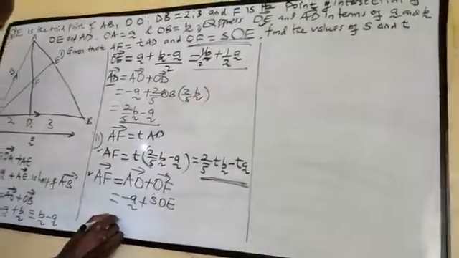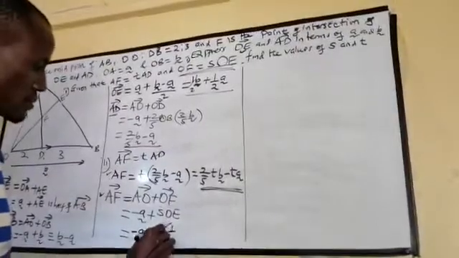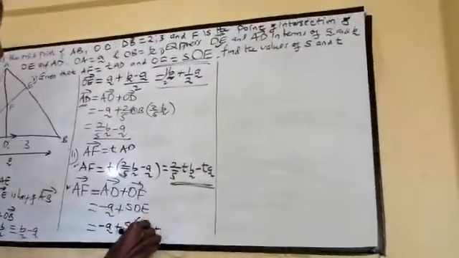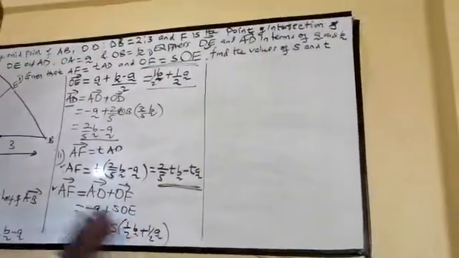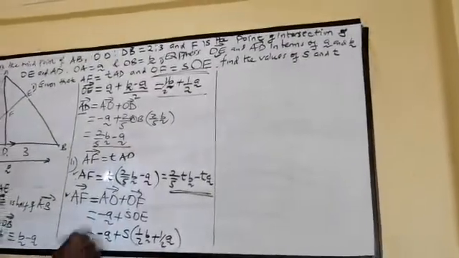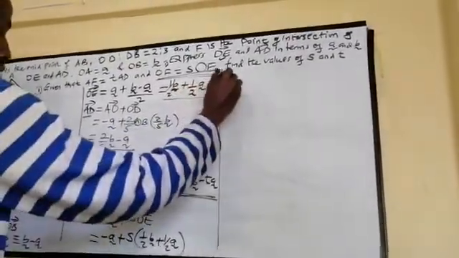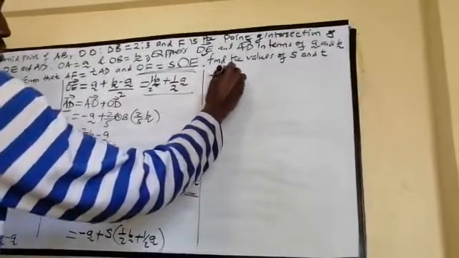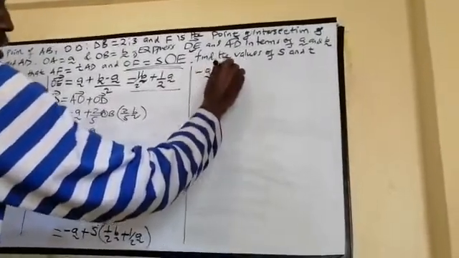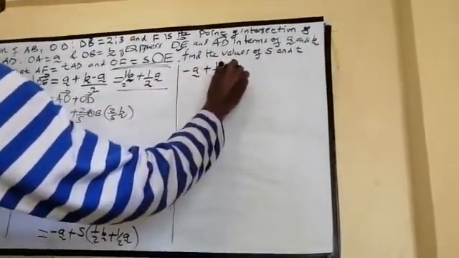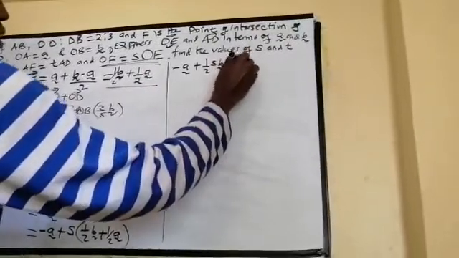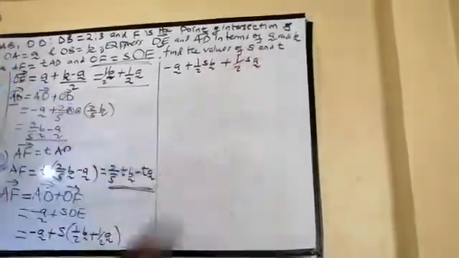So this one is negative A plus OE. OE is already there. Half B plus half vector A. You can open this one here. We shall have negative A plus 1 over 2 S vector B plus 1 over 2 S vector A.